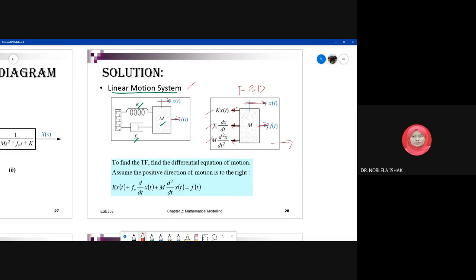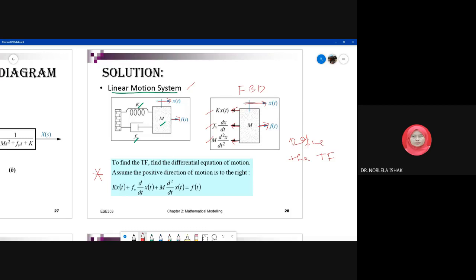Okay, from the free body diagram, we define the transfer function. Here, to find the transfer function, find the differential equation of motion. Assume the positive direction of motion is to the right. Meaning the positive direction is the force.